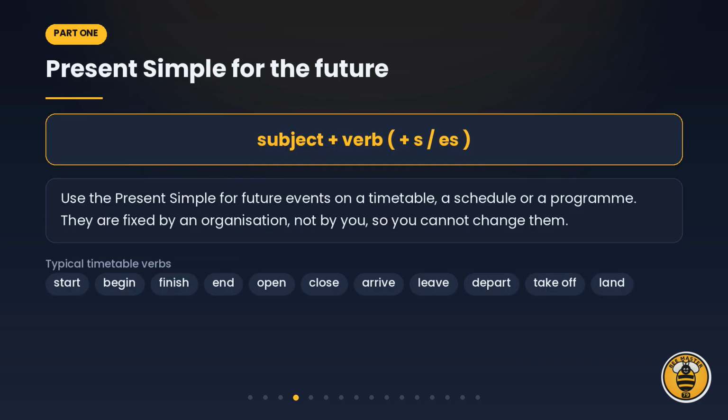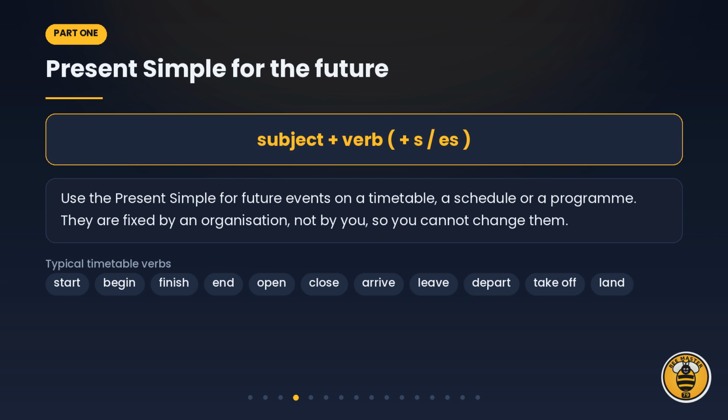Part 1. The present simple for the future. The form is the easy part. It is just the ordinary present simple, subject plus verb, with an S or an ES in the third person singular. The meaning is what matters.